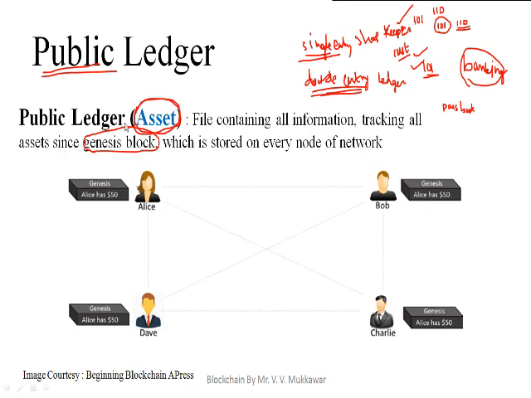The public ledger is also known as an asset, consisting of all the information tracking all the assets in the Genesis block, and which is stored on every node of a network. That is what is important. So whatever transaction has been done by any node is available with each and every node inside of a network. That's why it is known as a public ledger.